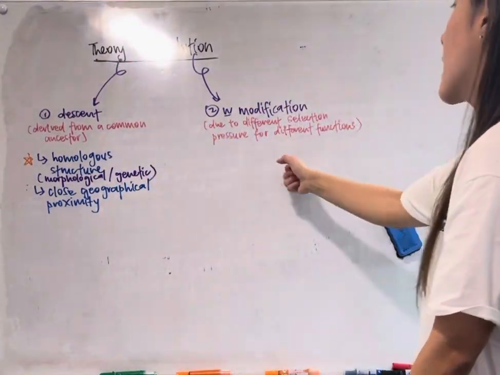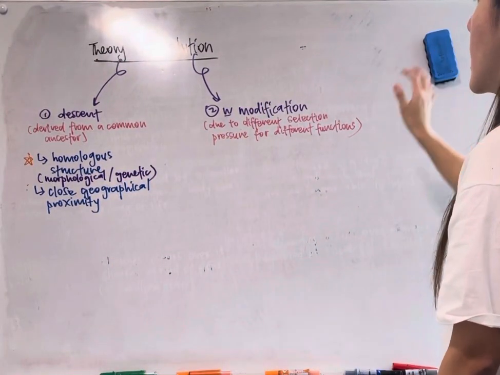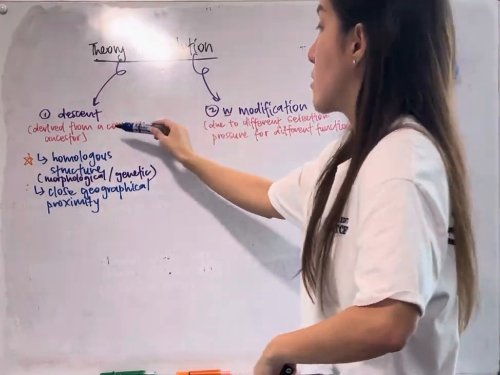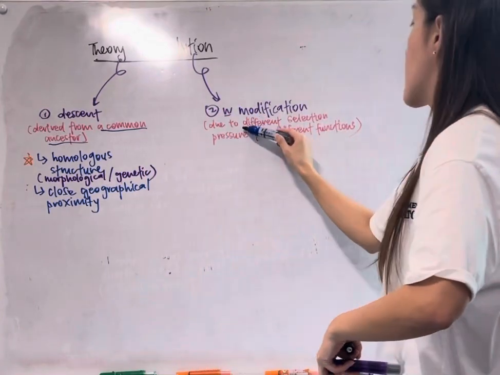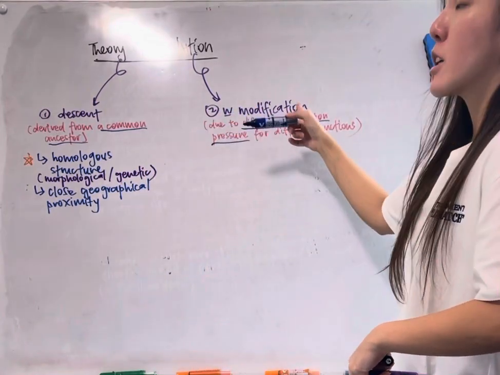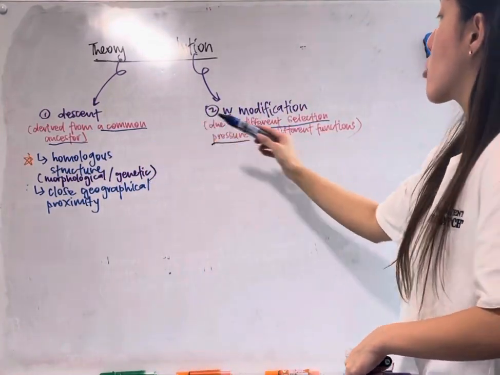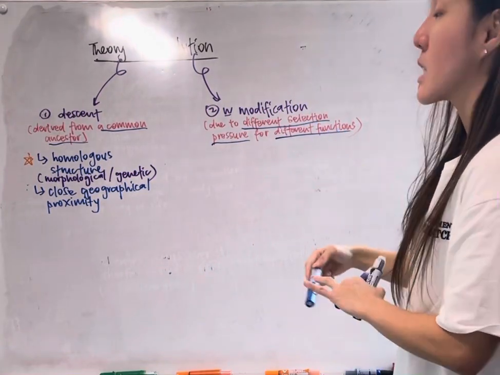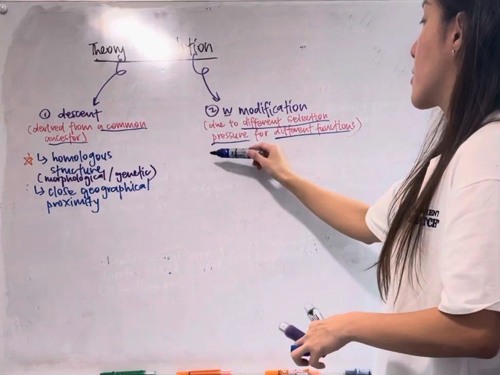Clear? Now, modification. So let's try. I already said you always must write the keyword, which is what? Not only is derived from a common ancestor, we always must tell me, with modification, so how come the homologous structure look very different from each other? I'm underlining because they are keywords. So how come they look very different from each other?